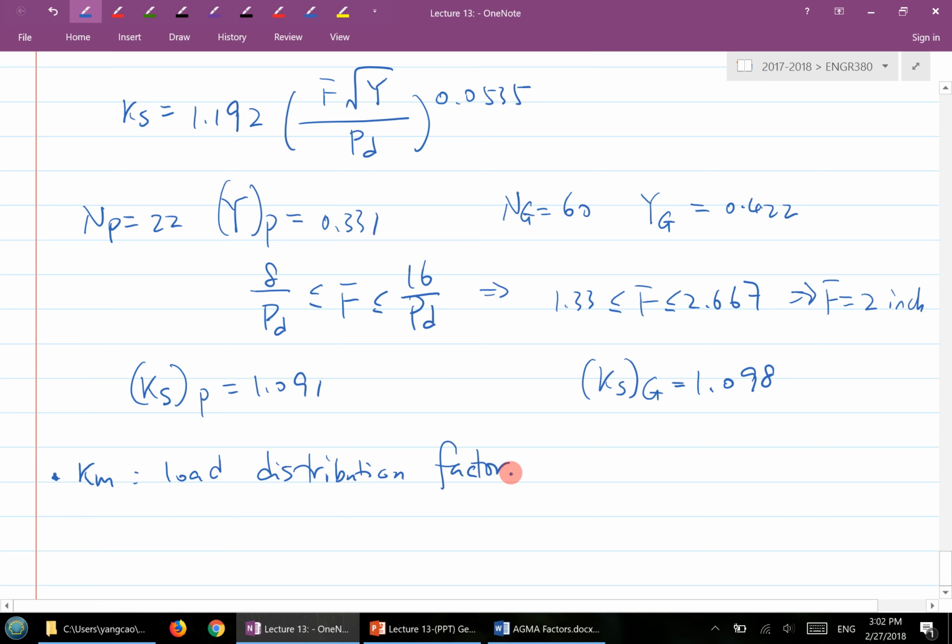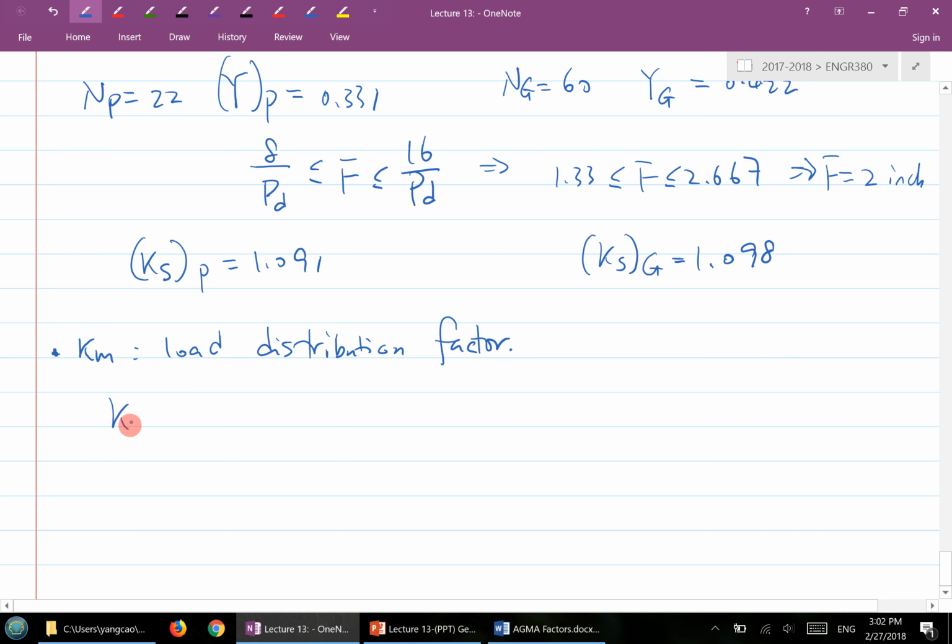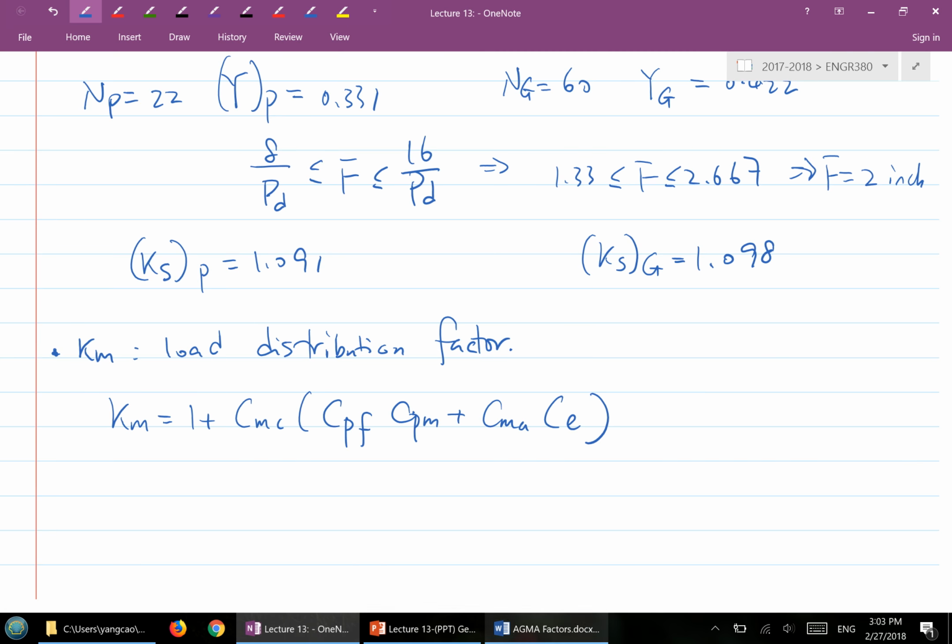So this factor's original formula is a bit long. I'll write down the original formula here, which is in the textbook. It's called CMC, CPF, CPM, CMA, CE. So here is the original formula for the KM, before we define each one of the C parameters.